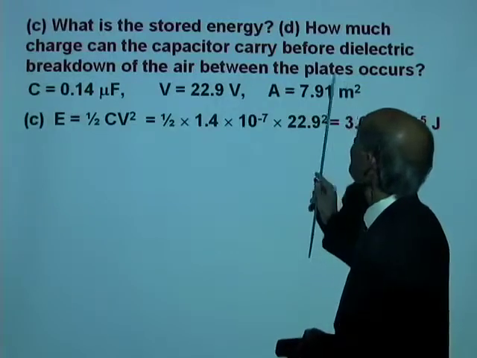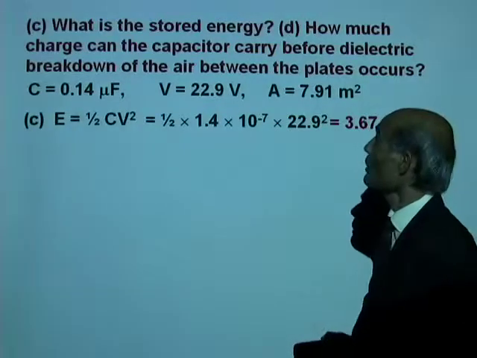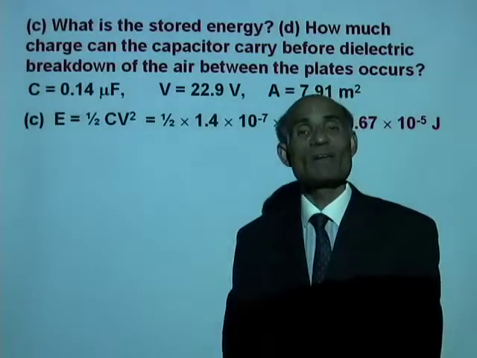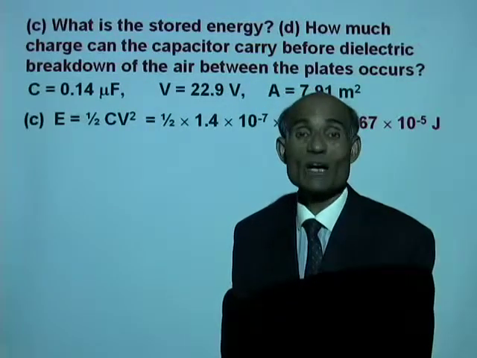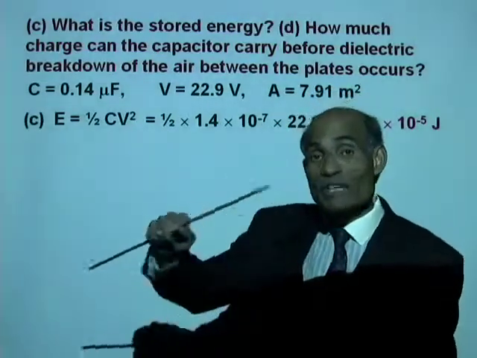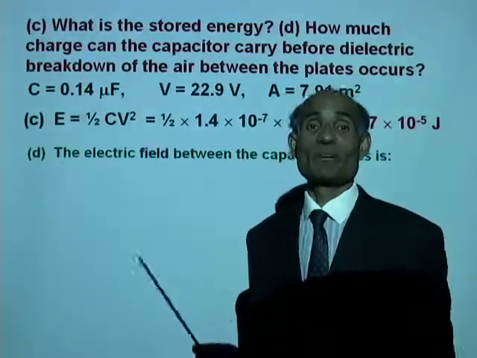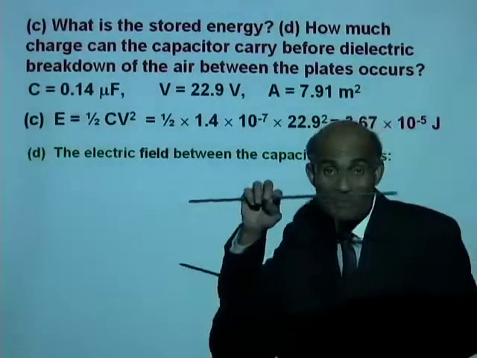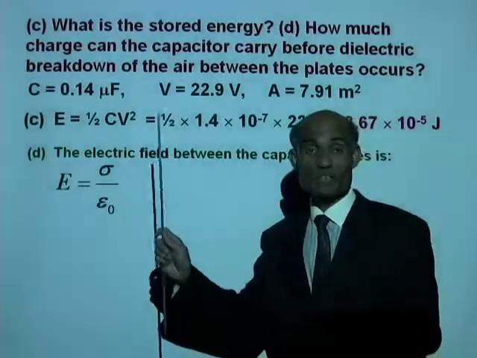And finally, what is it that we want to find? How much charge can the capacitor carry before dielectric breakdown between the plates occurs? Now, when will dielectric breakdown occur? Dielectric breakdown will occur if the electric field between the capacitor plates is greater than 3 times 10 to the 6. That is the maximum electric field to prevent this phenomenon.